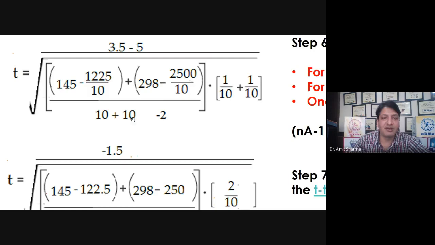Here 10 plus 10 minus 2, why are we taking this? This is the degree of freedom for this test. So the degree of freedom for this test will be n minus 2, that means 18. 18 will be the degree of freedom because in each group we have 10 observations. So 10 plus 10 is equal to 20 and 20 minus 2 is equal to 18. So the degree of freedom for this test will be 18.